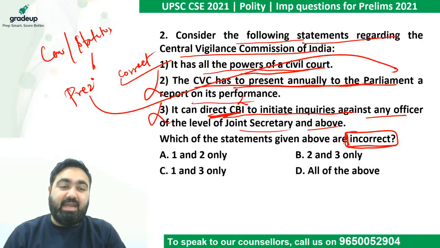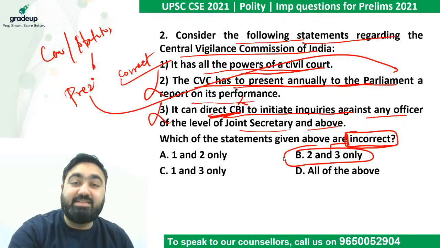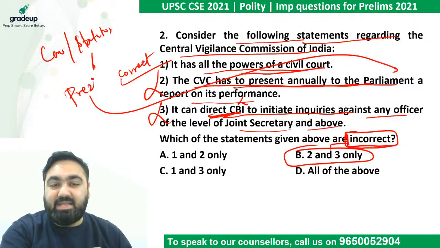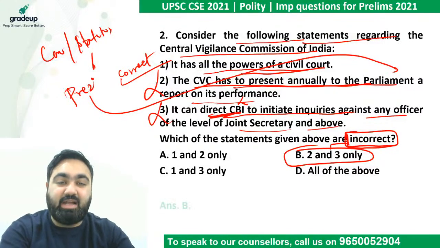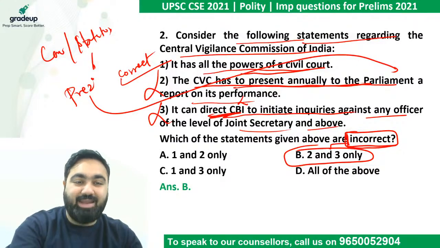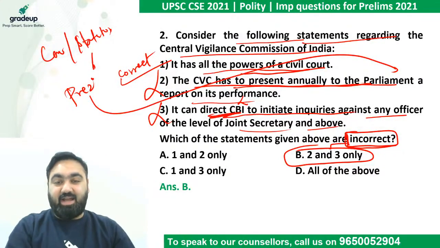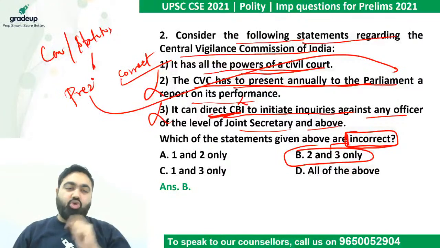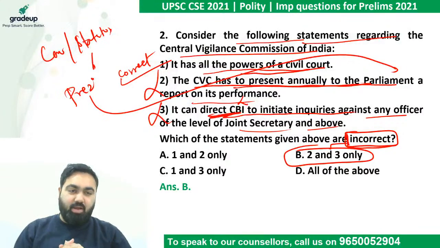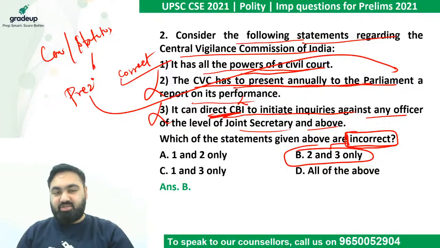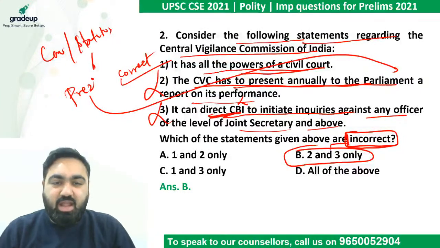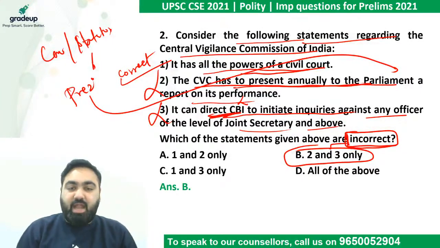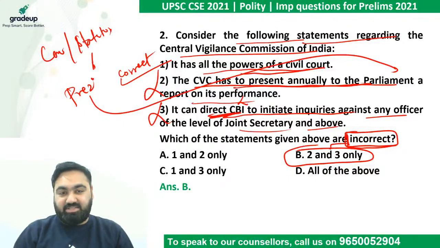Second and third are incorrect. And since you had to tell the incorrect ones, the answer here is B. B is correct because you have to tell the incorrect statements. 2 and 3 are incorrect, and that is why the answer is B. Very few people in the chat answered this question as B. Those who did, good job, give yourself +1. Otherwise, do not give yourself a score for this particular question. I hope you understood this and you would be able to answer this correctly the next time.